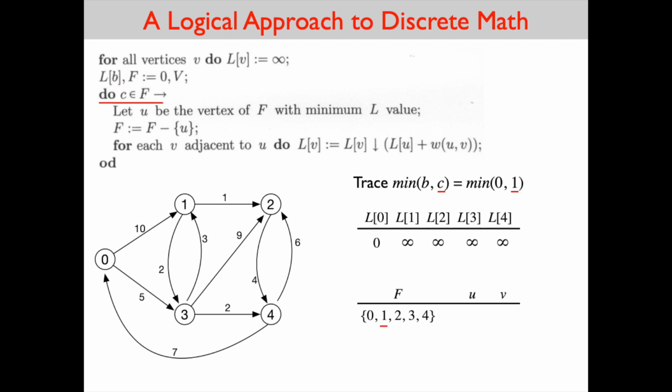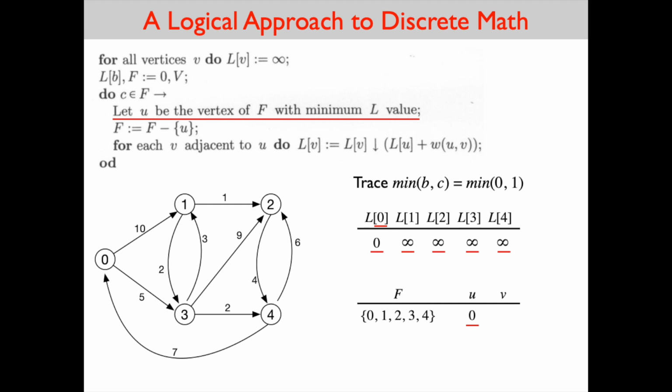All right, then the next statement, we do the guard for the do loop. So the question is, is C an element of F? That's the guard for the loop. The value of C is 1, and sure enough, 1 is an element of F. And therefore we do the loop. All right, so now the next statement says let U be the vertex of F with minimum L value. So first of all, let's take a look at all the vertices in F. It's 0, 1, 2, 3, and 4.